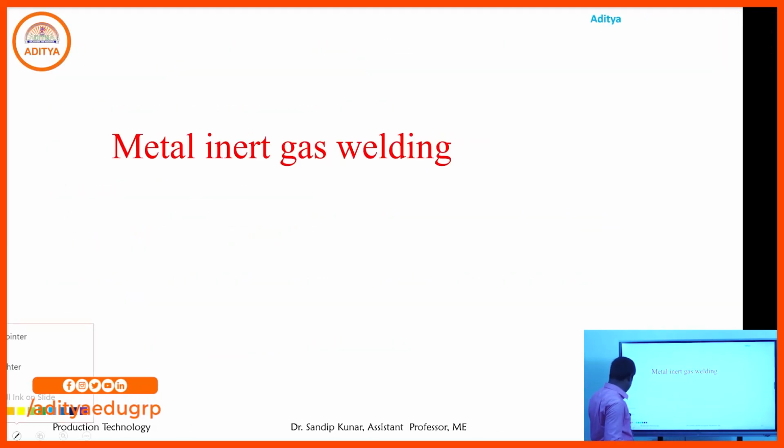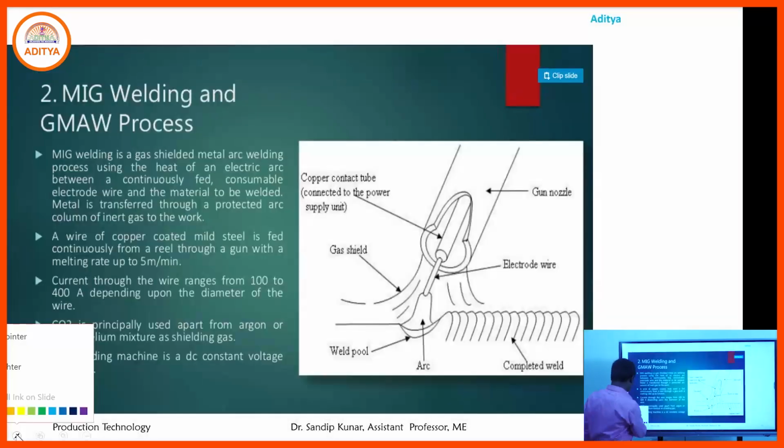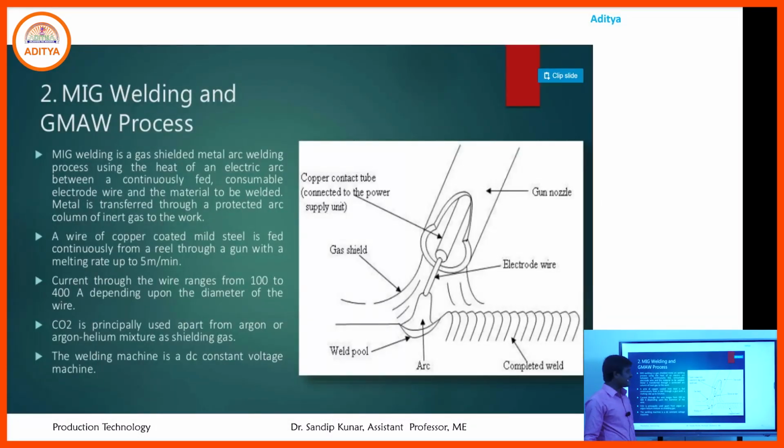Now metal inert gas welding. In this welding operation we use a consumable electrode. The main difference between tungsten inert gas welding and metal inert gas welding is that in metal inert gas welding we use the consumable electrode, and in tungsten inert gas welding we use the non-consumable electrode. And in metal inert gas welding we generally also use shielding gas, because it helps to protect against reaction with oxygen during welding time.